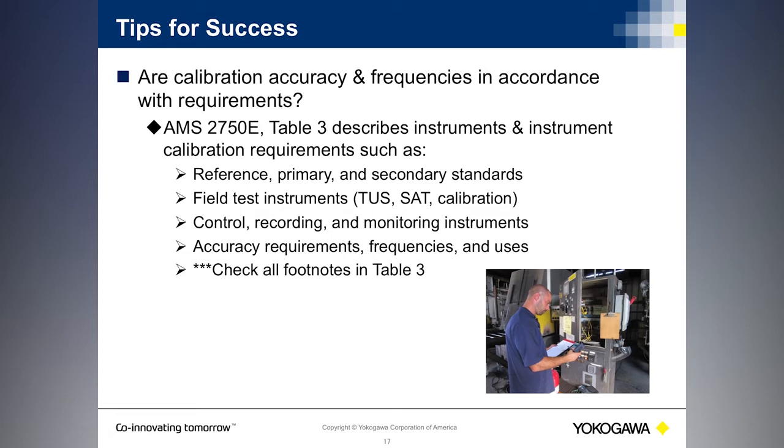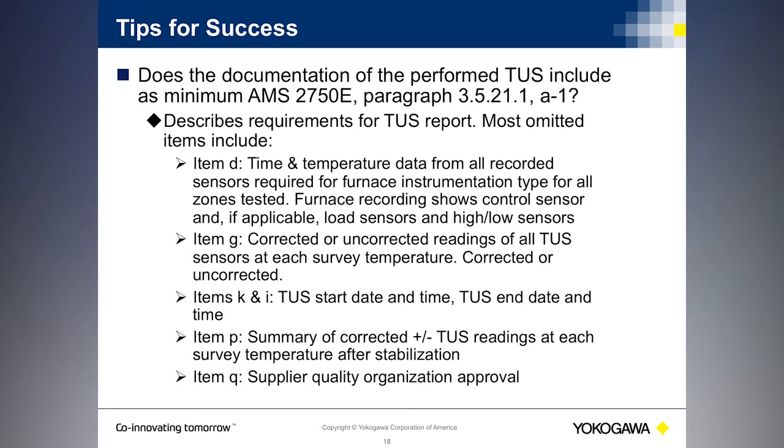For example, here GE P10TF3 requires an accuracy of the instrumentation to be plus or minus 2, whereas 2750 says the same thing, or plus or minus 0.2% of reading, whichever is greater. When you are developing your procedures, you always want to go to the tightest tolerance that you're required to by customers. The documentation performed for TUS must include the minimum, paragraph 3.5.2.1, items A through Q.